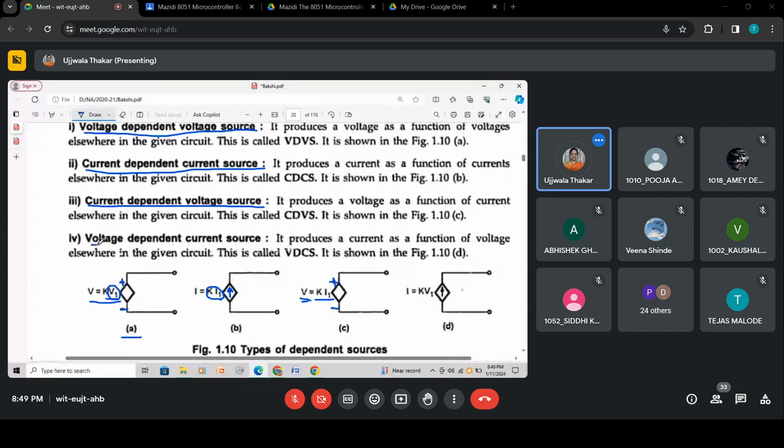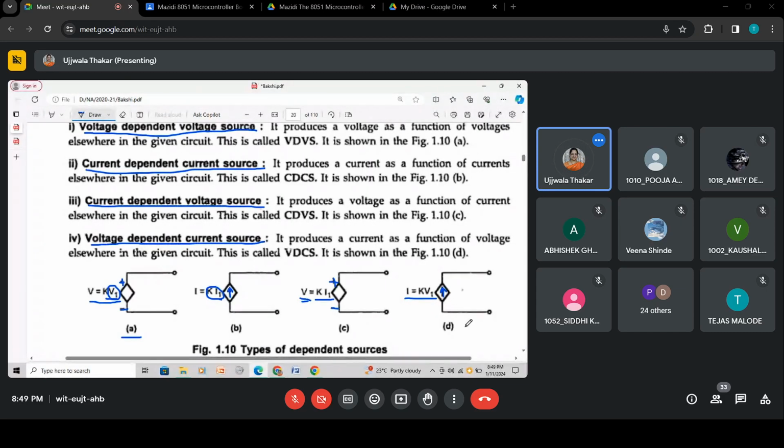Then the last one is voltage dependent current source. Ultimately it's a current source, so there will be the arrow, but it is dependent upon the voltage. I is equal to a constant times V. So it is a voltage dependent current source. These are the four possibilities you should remember.